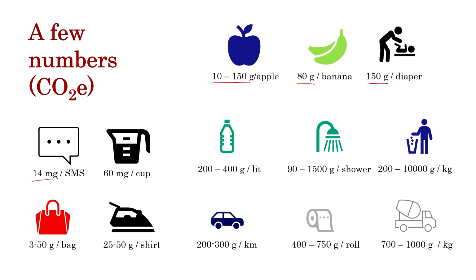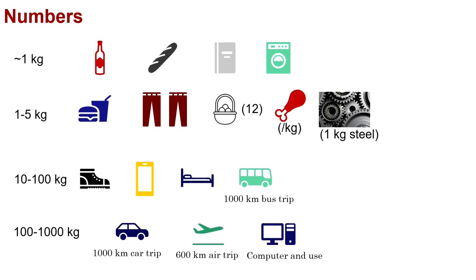Even writing an SMS consumes energy, or writing an email consumes energy. A glass of water is about 60 milligrams of CO2, a coffee is about 60 milligrams of CO2. If you iron a shirt, you are emitting 25 to 50 grams of CO2. If you drive per 1 kilometer of car, you are emitting 200-300 grams of CO2. If you have 2 jeans, you can emit about 1 to 5 kilograms of CO2.